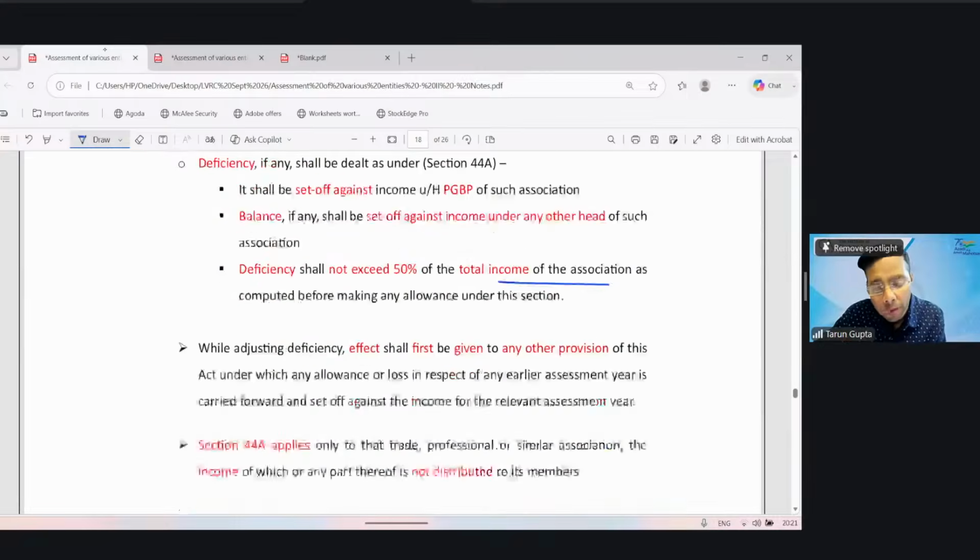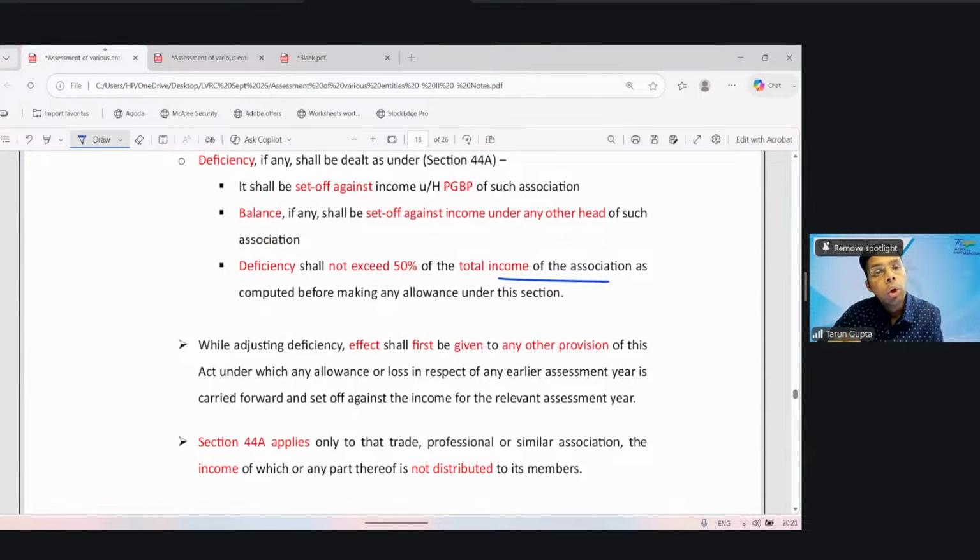But before setting off deficiency, you will set off any losses or depreciation eligible under any other provision of the Act. While adjusting deficiency, effect shall first be given to any other provision of this Act under which any allowance or loss in respect of any earlier assessment year is carried forward and set off against income for the relevant assessment year. So it means before allowing deficiency, you will give effect to any other provision of the Act, and even after that, if any income remains, then you can set off such income against the deficiency.